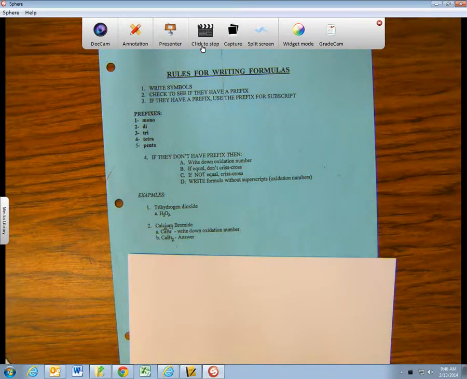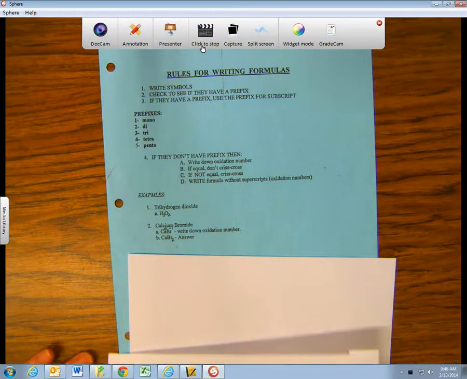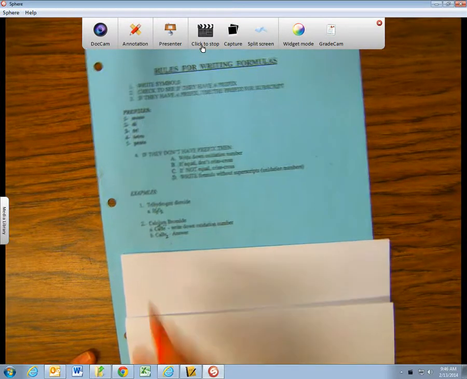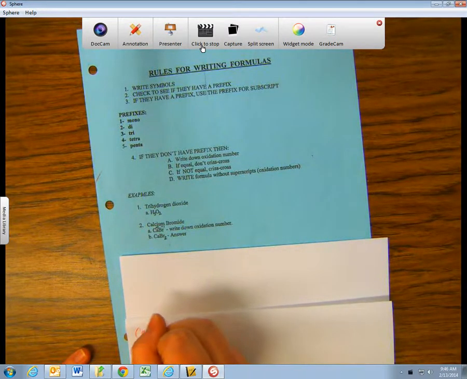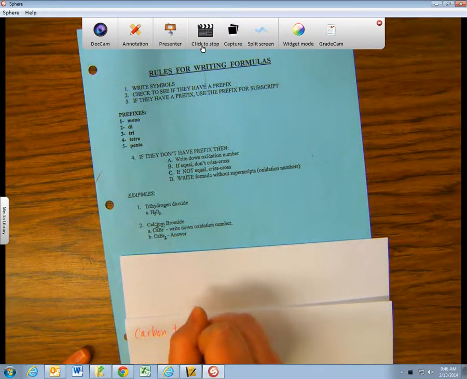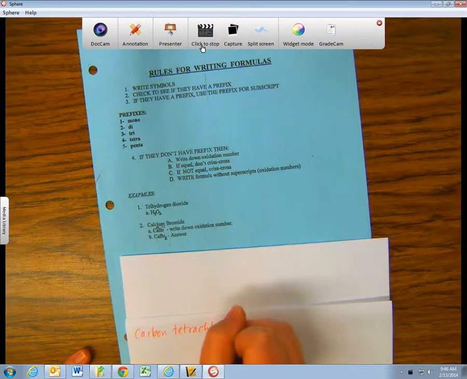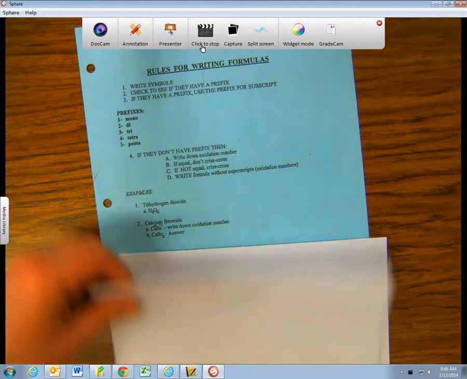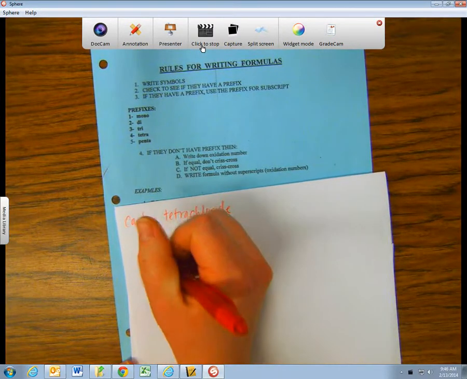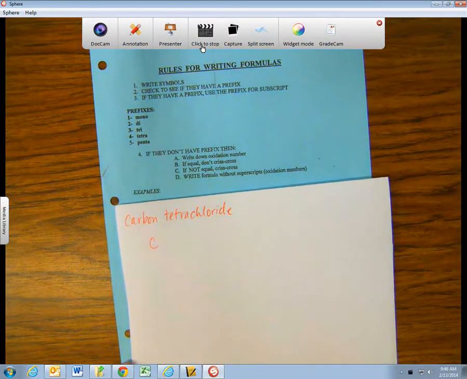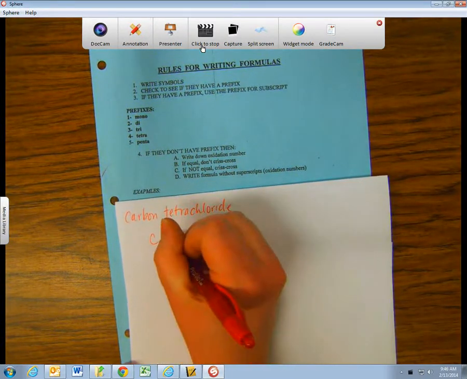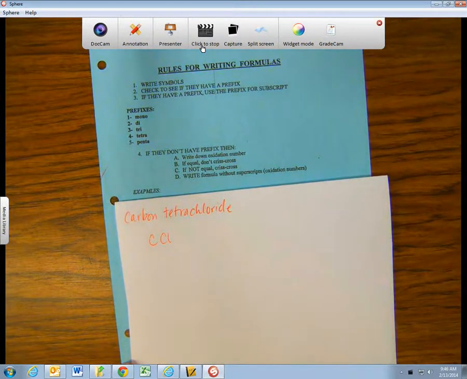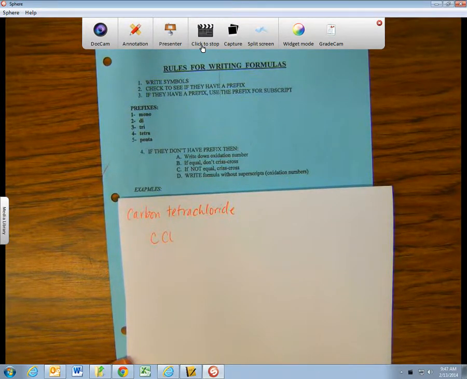Let's do carbon tetrachloride. So we're going to write the symbols first. So I'm going to write the symbol for carbon and then for chlorine. So it's CCl. Then I have to check to see if they have a prefix. Carbon does not, but chlorine does.